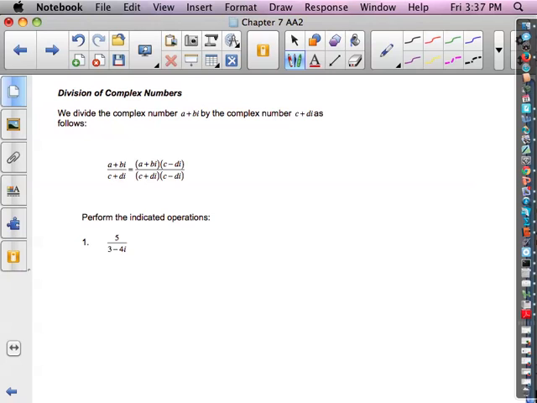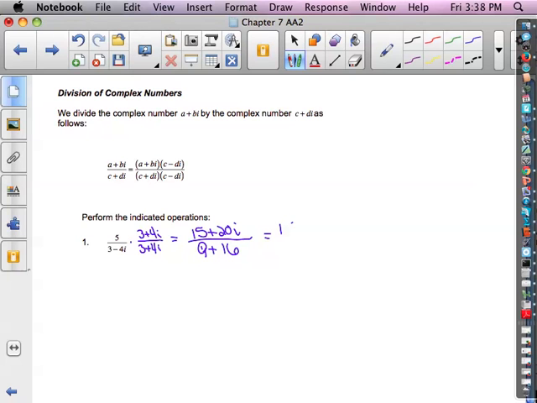Division of complex numbers, and again, you need to look at these and think about multiplying by the conjugate, because it's like having a radical in the denominator. No radicals in your denominator, so you're going to multiply numerator and denominator by the conjugate. So in this case, 3 plus 4i, 3 plus 4i. Distribute property on the top, so I get 15 plus 20i. And then the conjugate rule on the bottom is going to give me 9 plus 16.